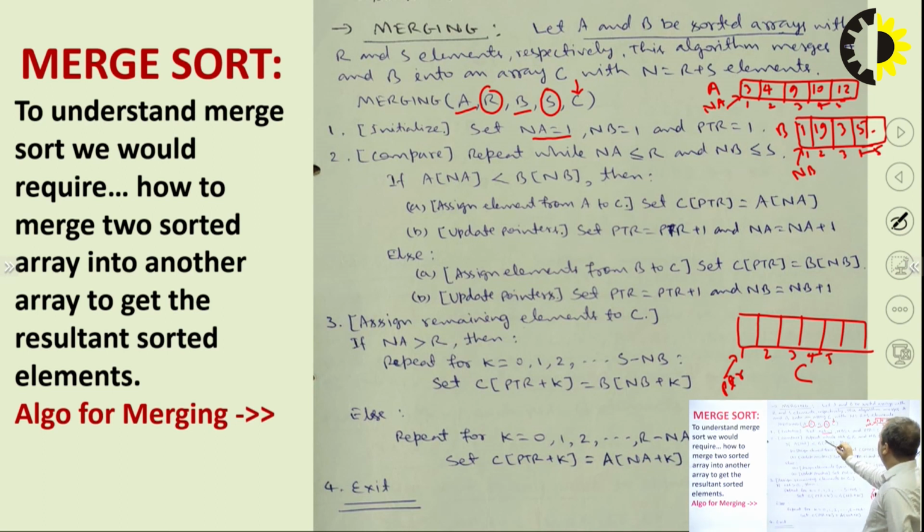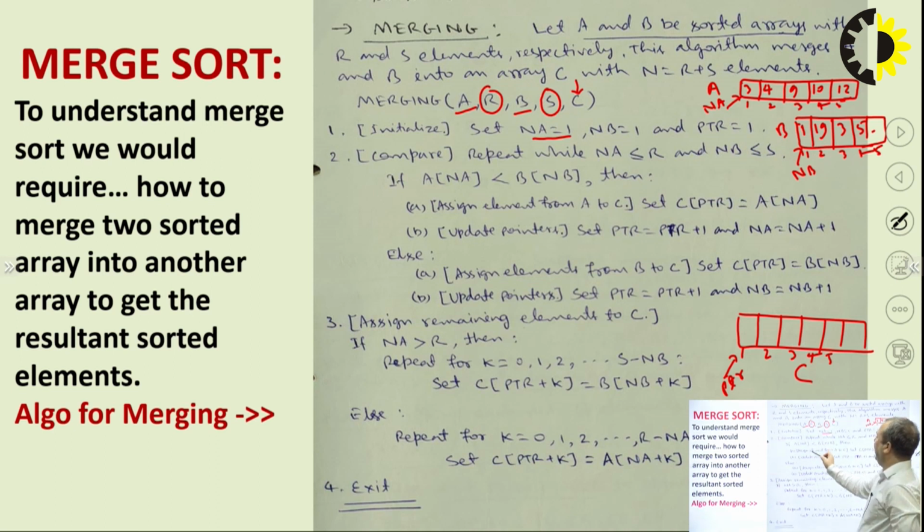What will repeat? Repeat while NA less than, means जब तक ये लिस्ट एंड ना हो जाए तब तक क्या होगा? A को हम रिपीट करेंगे, I mean इंक्रीमेंट करते रहेंगे. So repeat while NA less than or equal to R and NB less than or equal to S, means जब तक कोई पर्टिकुलर एक लिस्ट एंड ना हो जाए, क्या करना है?